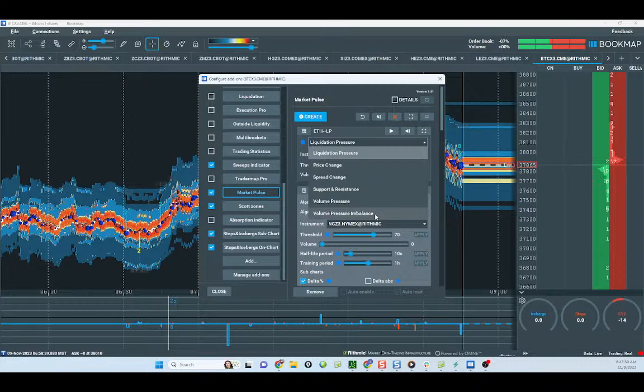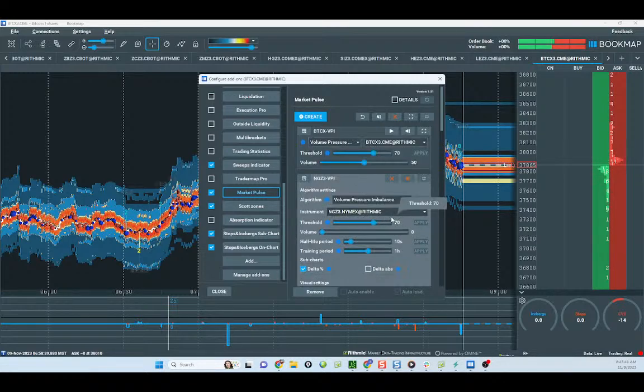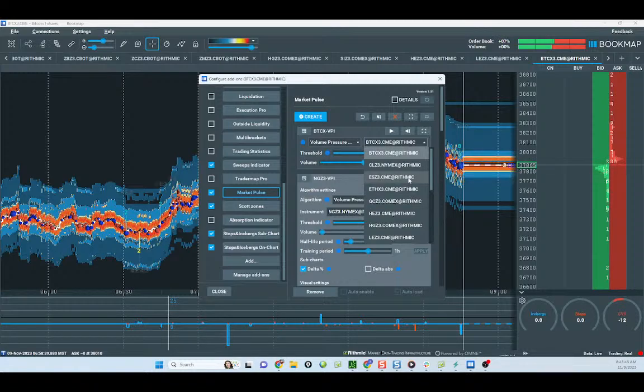I use volume, pressure, and balance. Click on that. Now it gives you the options. I don't know why they have it set up like that. Anyway, we want Bitcoin, obviously.